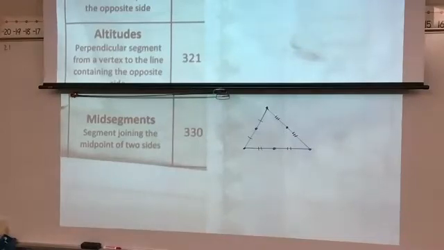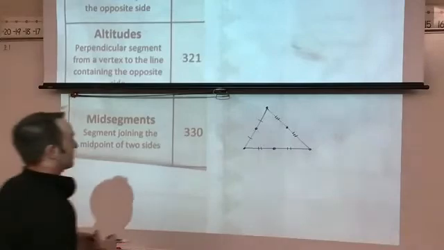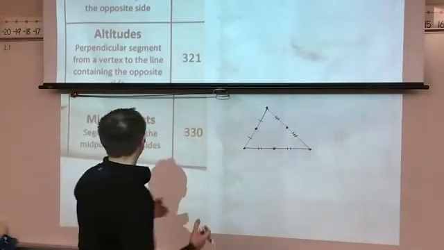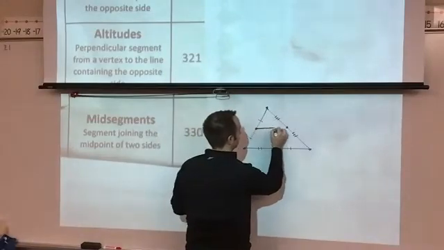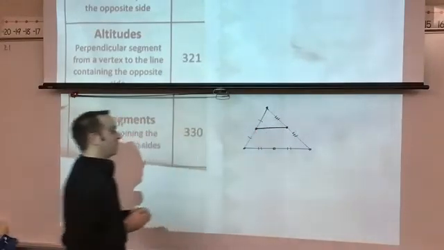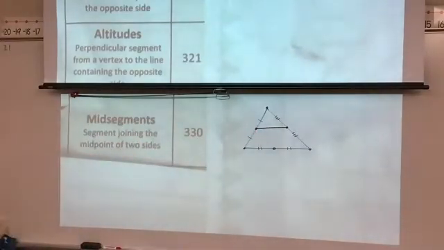And then what we know about midsegments, what we see from our definition there, is the midsegment is the segment joining the midpoint of two of the sides. So if we take those midpoints that we have and we start connecting them, that's going to give us a midsegment. So if I connect two of my midpoints, that's going to give me a midsegment. Okay, that's considered a midsegment.